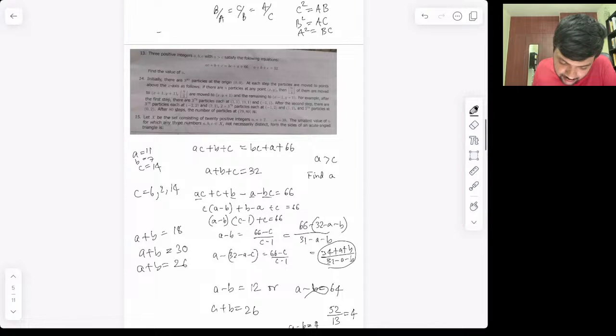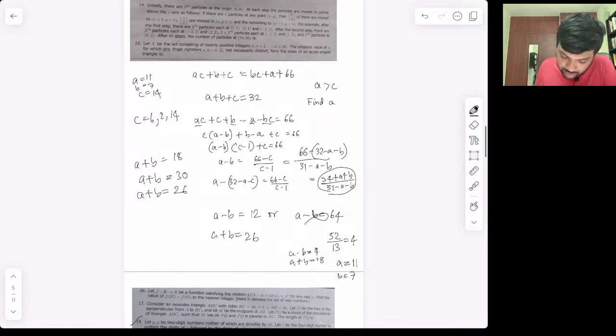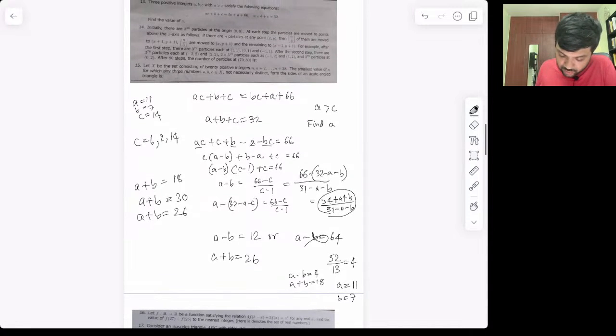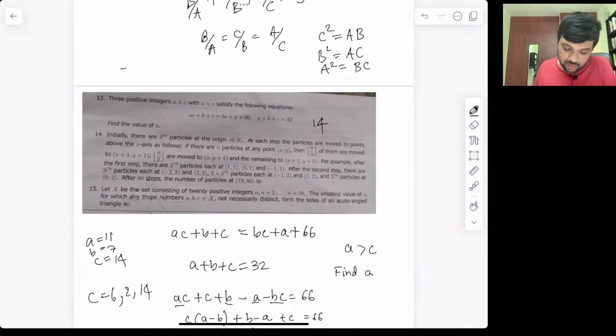Why did they say that? Is there a symmetry in AC in the problem? No, I don't know why they said A greater than C. Okay, anyway. So they wanted one solution, I guess. There are two solutions. They wanted to focus on one solution. So A is 28 by 2, 14. Answer is 14. Okay.